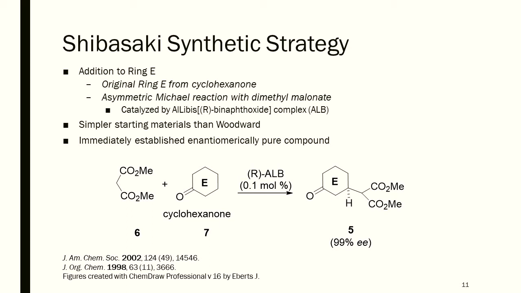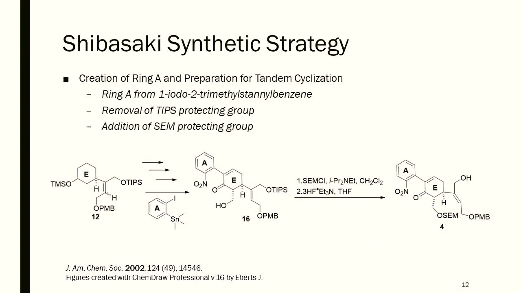You'll note that Shibasaki started with simpler starting materials than Woodward, and they also were able to immediately establish an enantiomerically pure compound, which they could carry through the rest of the reaction. This strategy was undoubtedly due to their knowledge of the ALB complex and its use in the reaction. Next, Shibasaki created ring A and prepared for the tandem cyclization reaction.